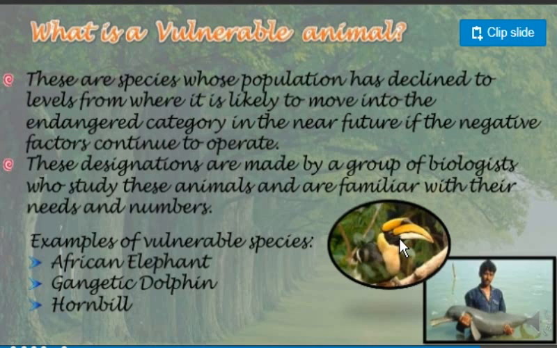What is a vulnerable animal? This is a species whose population has declined to levels from where it is likely to move into the endangered category in the near future if the negative factors continue to operate. These designations are made by a group of biologists who study these animals and are familiar with their needs and numbers. Examples of vulnerable species: African elephant, Gangetic dolphin, and hornbill.